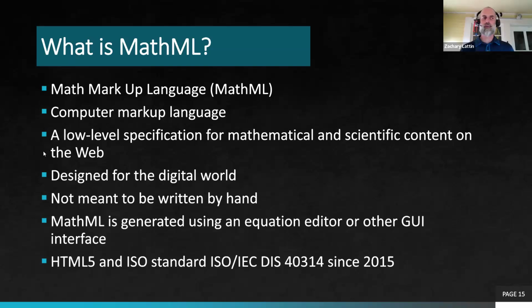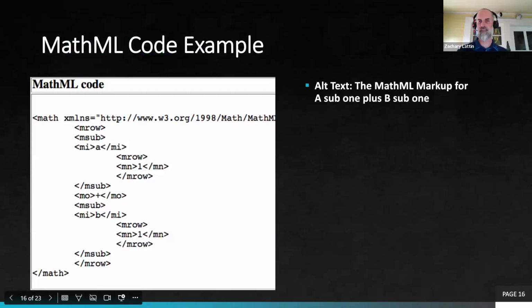Okay, awesome. Now we're going to move on to slide 16. Okay, so here's an image, and we don't need to dwell on it really, but this is what A sub 1 plus B sub 1 looks like in MathML.